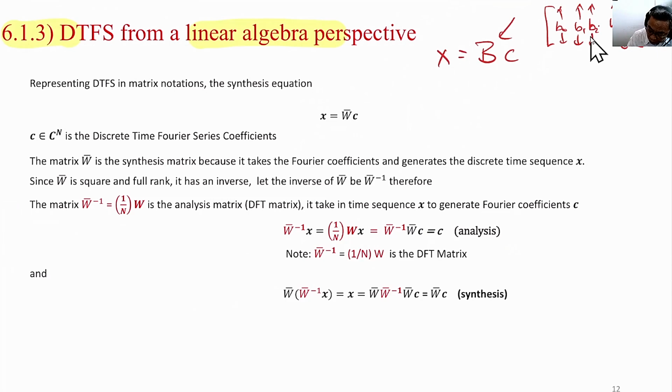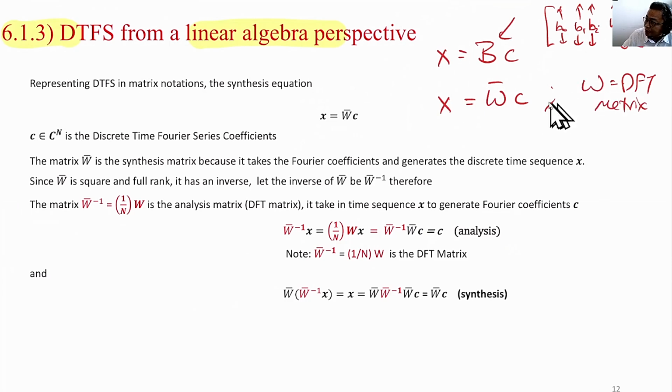Now we'll change the notation a bit. We'll call B as W bar later on, because W is actually the DFT matrix. So W bar and W are related. W bar tells us that it's the complex conjugate of the matrix W.